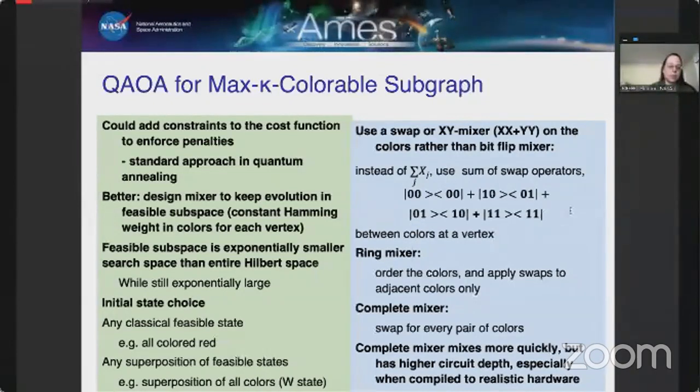Similarly, for the initial state, we could do something very simple, like choose a feasible state, like all vertices colored red. That's very far from optimal, about as far as you can be, but at least it's feasible. Each vertex is colored with one color. Or you could do something like a superposition of all feasible states, so a W state for each vertex. That takes more gates to implement, and so there's a trade-off in the performance. So lots of possibilities here, lots of work to be done.